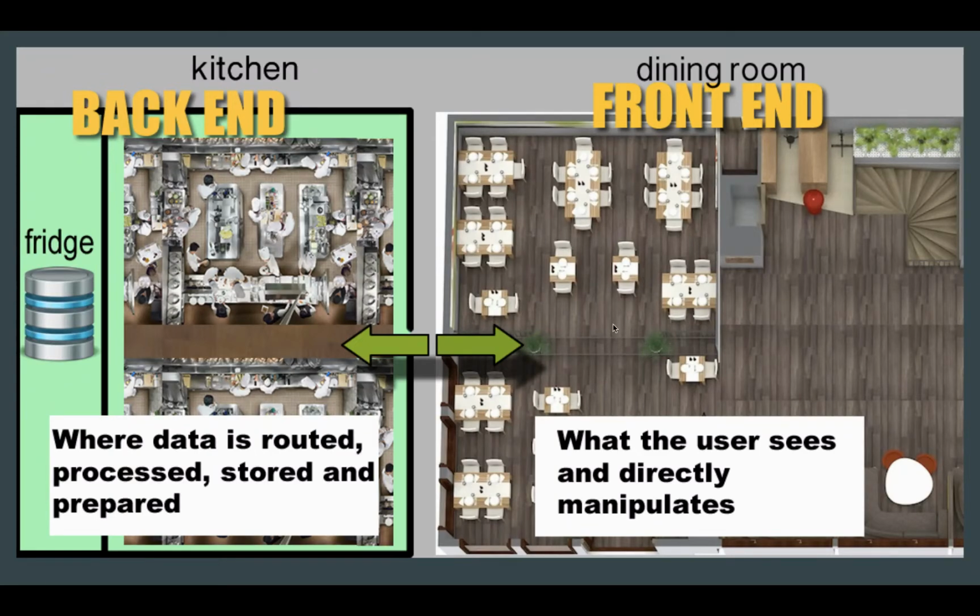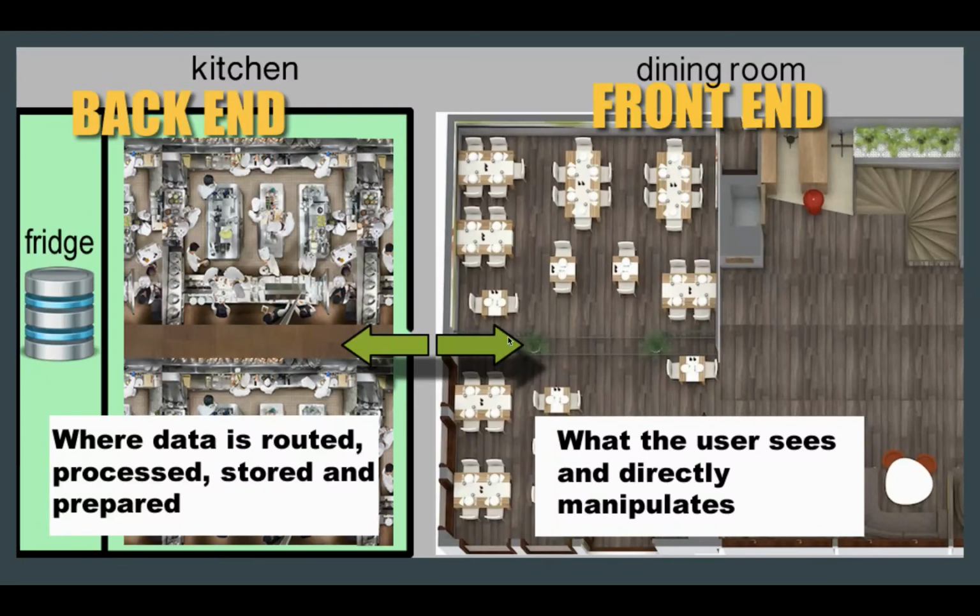You're directly manipulating here. So here, you're actually pressing buttons. Like when you have a menu, you're pressing a button. I want this type of food. I want ugali. I want spaghetti. I want whatever you see on the front end, right? You're pressing buttons to manipulate.